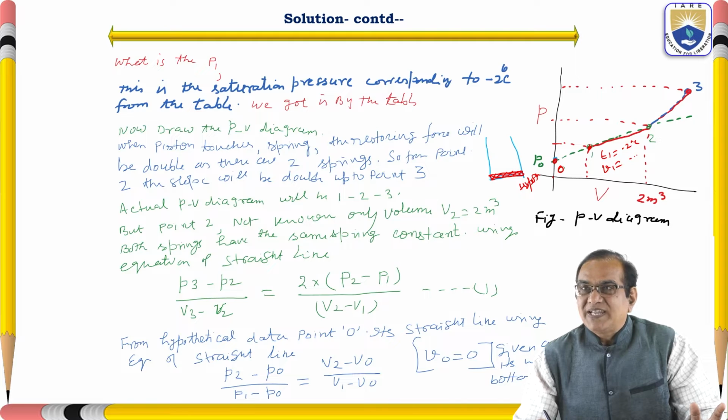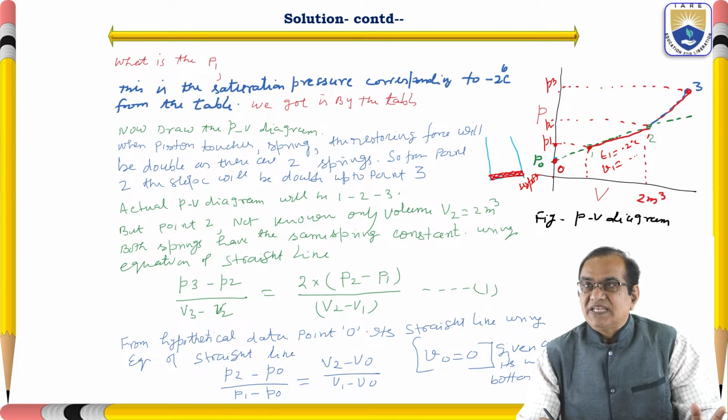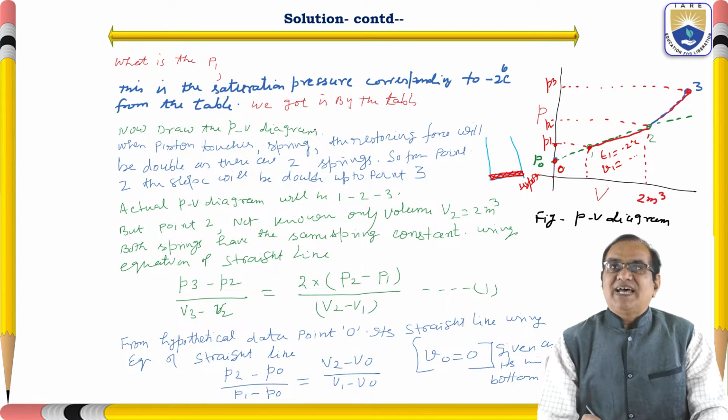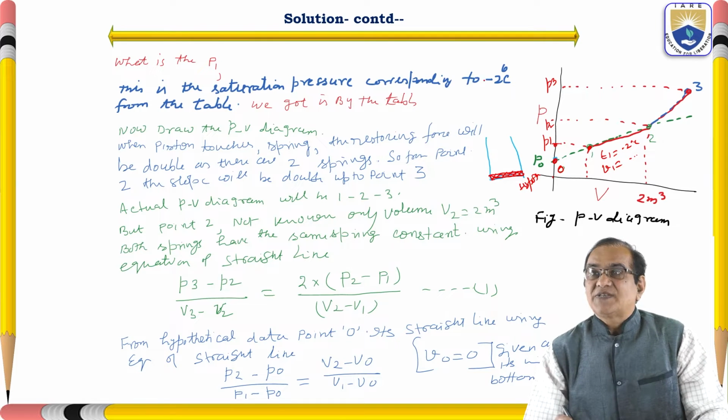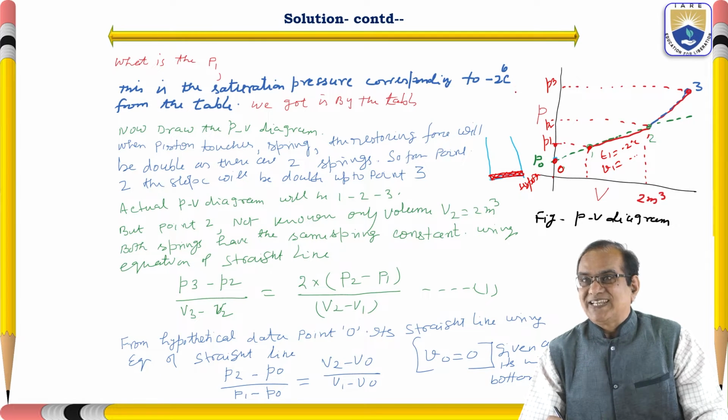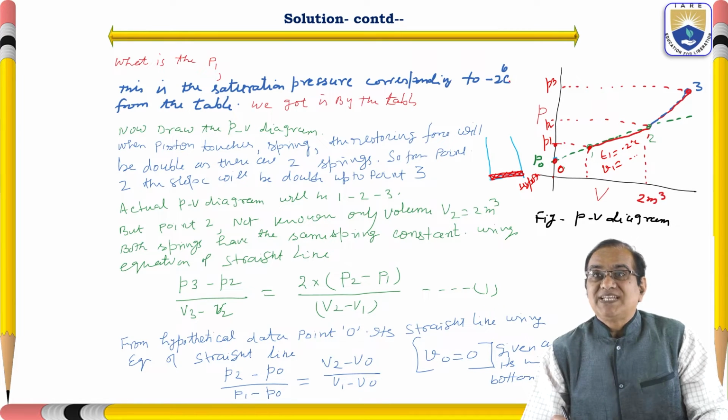By these 2 properties, we can get how much P1 is. This is P1, here is P2, and this is P3. This is the saturation pressure corresponding to minus 2 degrees centigrade. So what is P1? P1 is the saturation pressure at minus 2 degrees centigrade, and we get it from the table.